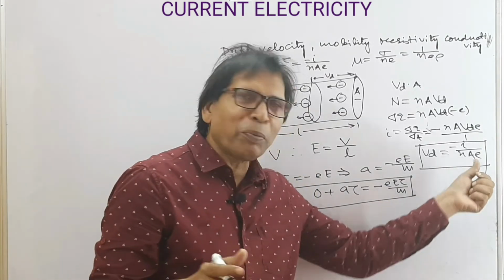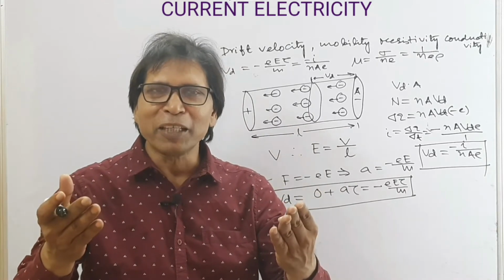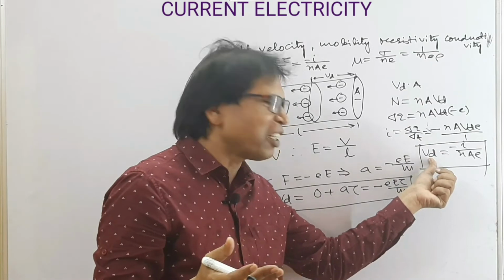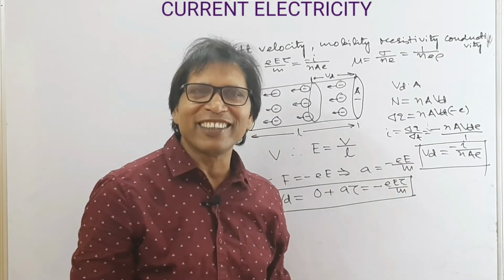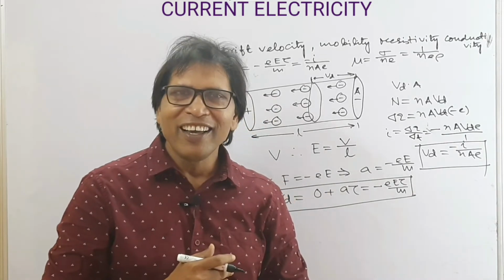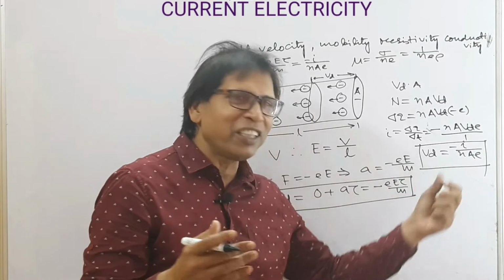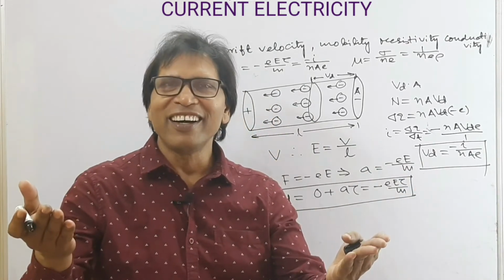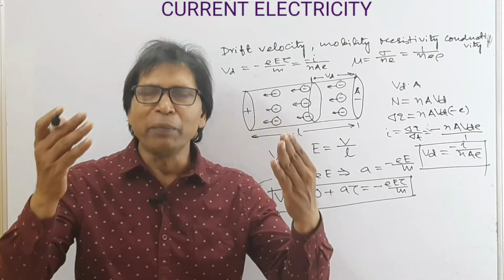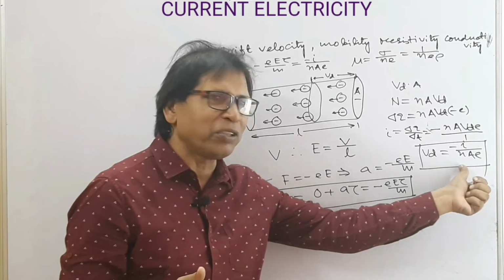Now from this expression, look at this, if area of cross section doubles, the drift velocity becomes half. If radius of cross section doubles, then area of cross section becomes 4 times, so drift velocity becomes 1 by 4 times. If current becomes double, then drift velocity also doubles. Okay. Understood?